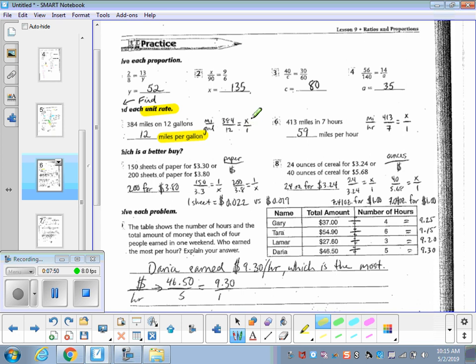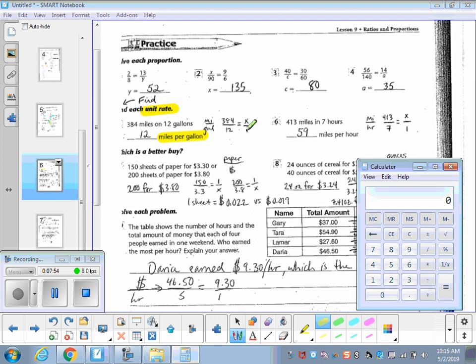And so when you cross multiply and divide here, I'll show you guys in the calculator, 384 times 1 is just 384. And now I'm just going to divide it by the 12.